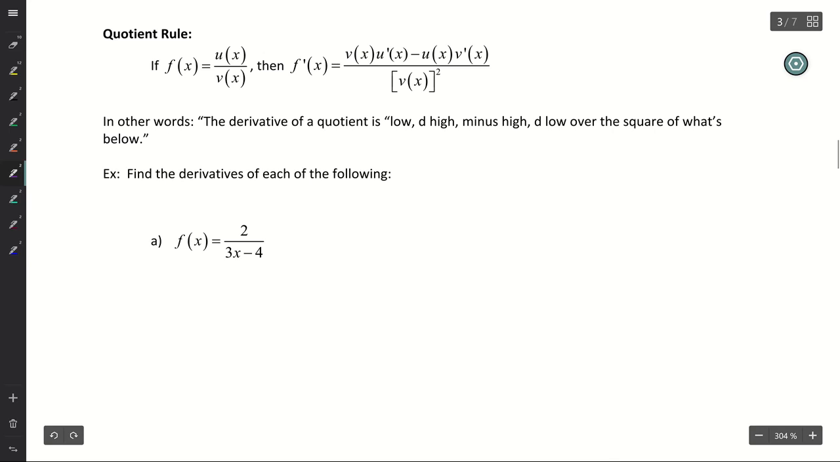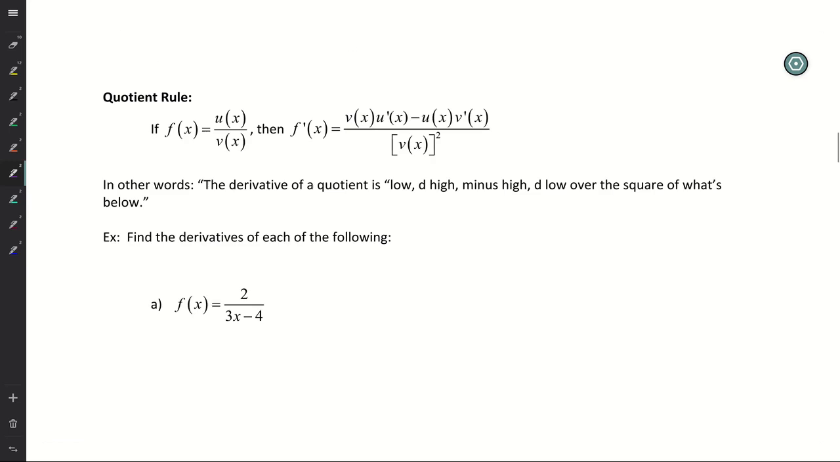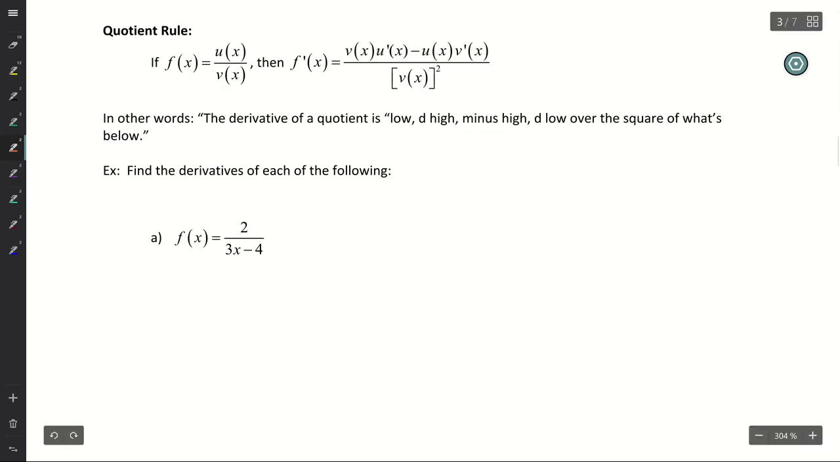One way that we remember this in, I'm going to say kind of shorthand, is by saying the derivative of a quotient is low d high minus high d low over the square of what's below. And where we're saying the d, that means we're going to take the derivative of that particular one. So on here, for this particular problem, let's go ahead and start it by labeling. So let's say that we call the top U and the bottom V.